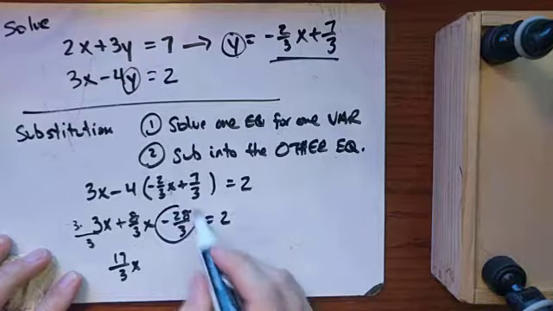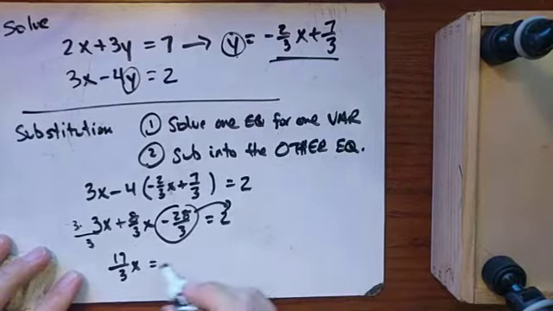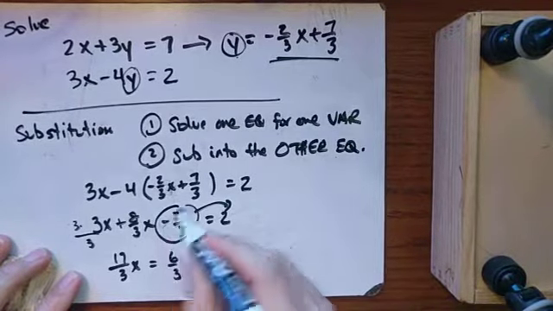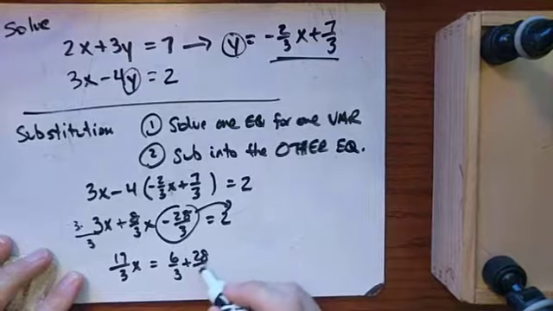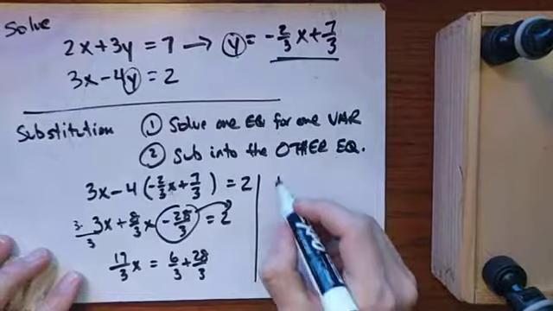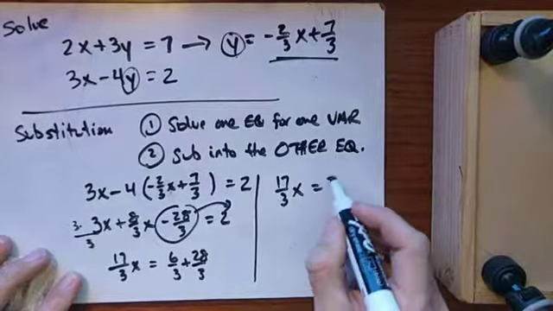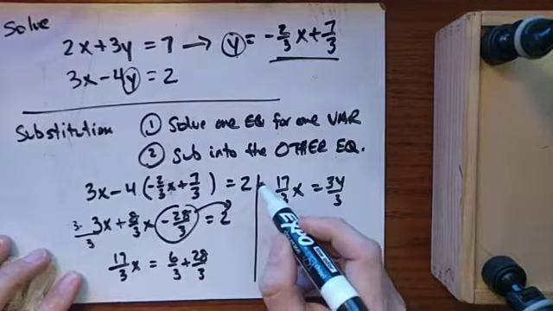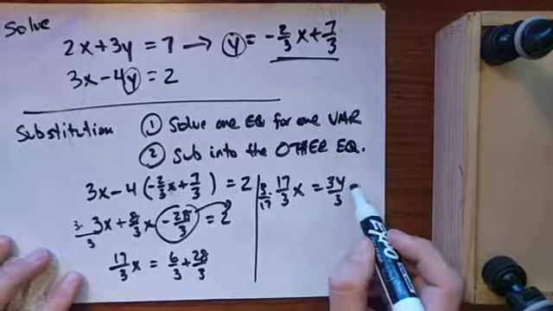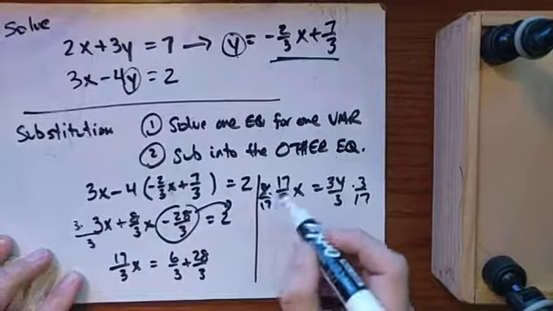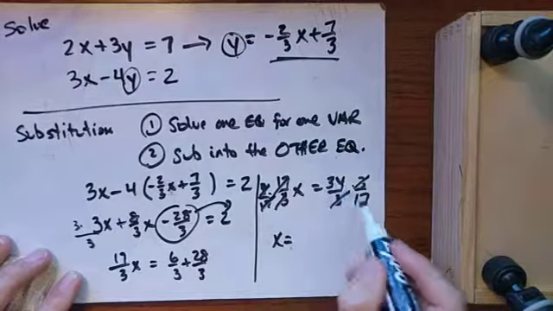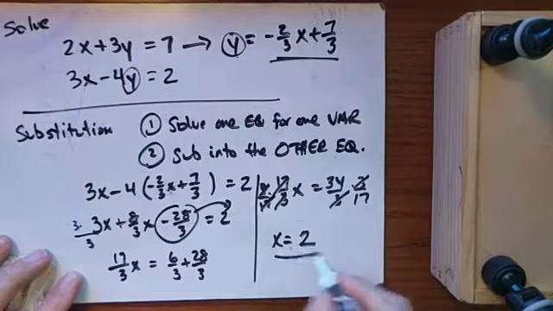And then I have to add this to the other side, right? So that's 6/3. Now not minus, but plus 28/3. All right, so I have 17/3 x equals 34/3. And to get x by itself, I have to multiply by the reciprocal, 3/17, right? So the 3's cancel, the 17's cancel, I get x. Here the 3's cancel, and 34 divided by 17 is 2.